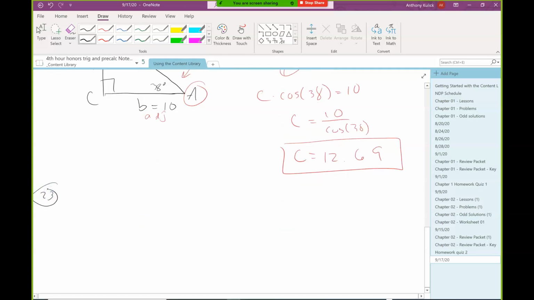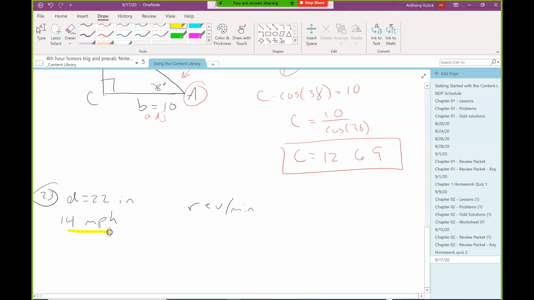So 23 is another unit conversion problem. We're told that Danny is riding a bike that has 22-inch diameter wheels, and he can ride it at 14 miles per hour. And we're asked how many revolutions per minute are the tires making, round our answer to the thousandth. Okay, so I'm going to start with the rate that we're given, and I'm going to try to end up in this revolutions per minute.